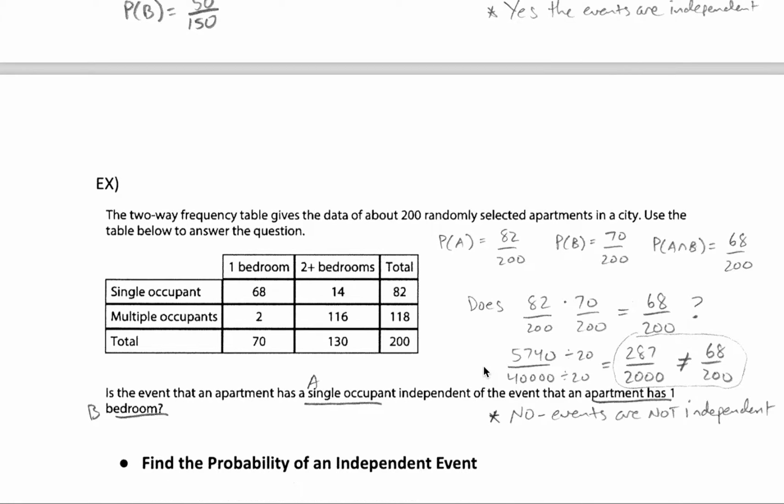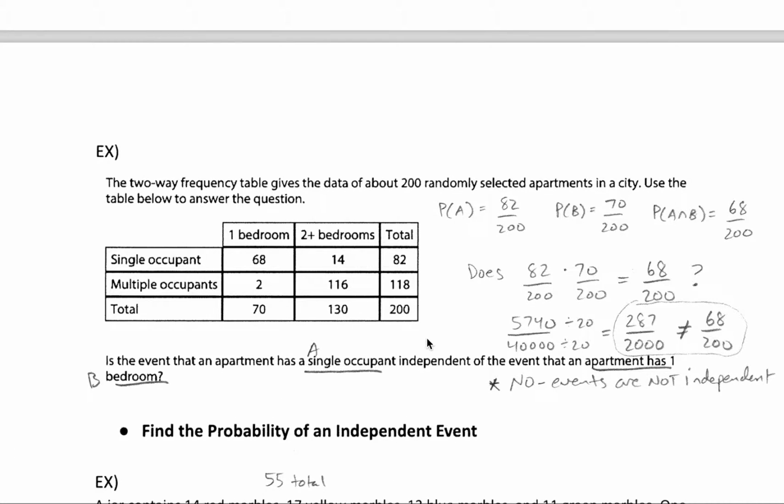One more time, we got a data table here with a couple of things that may not seem to be independent at first, and maybe they're not independent. Let's do a check. We got 200 randomly selected apartments in a city. We got some single occupants and multiple occupants, meaning one person living in them or more than one person living in them. And those apartments either have one bedroom or two or more bedrooms. All right, so is the event that an apartment has a single occupant independent of the event that an apartment has one bedroom? Well, I don't know.